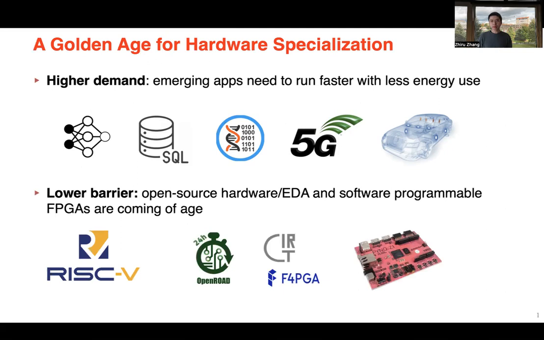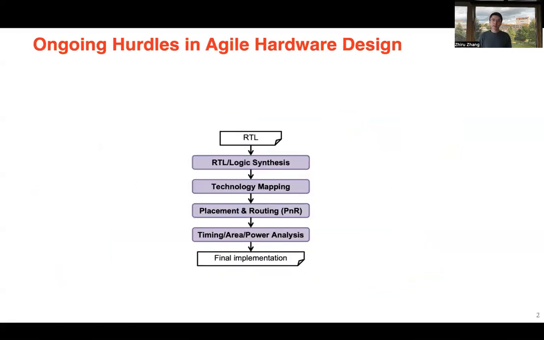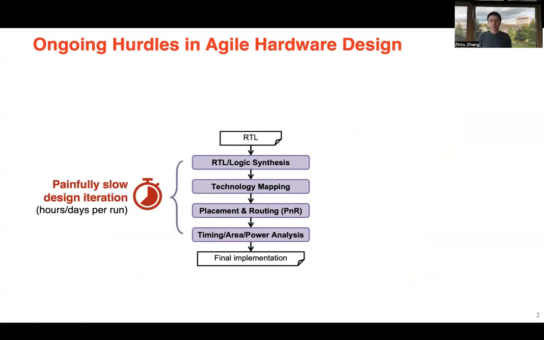Second, the barrier is also lower than before to start a new hardware project. There is a tremendous amount of leverage since the open source hardware, EDA tools, and software programmable FPGAs are becoming widely available. But the current hardware design process is still far from productive, especially with the mainstream RTL-based design flow. In fact, iterating and optimizing the design at this low level is extremely slow and cumbersome.